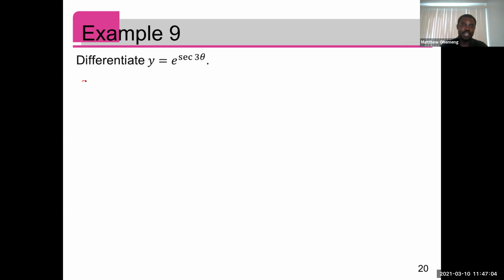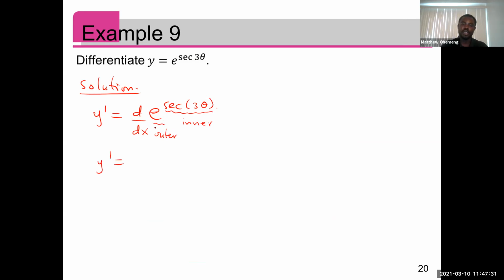Okay, so now let's get the derivative. So solution. You're doing y prime. So that's just d over dx of what? E to the secant of 3 theta. As you saw in the previous example, when you have e to the something, that upper function is your inner function, and e is your outer. So you have to employ the chain rule. By the chain rule, differentiate the outer function. The derivative of e to the s is still e to the s.